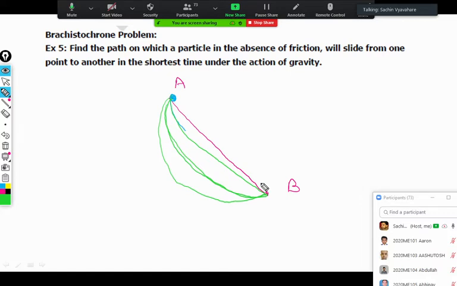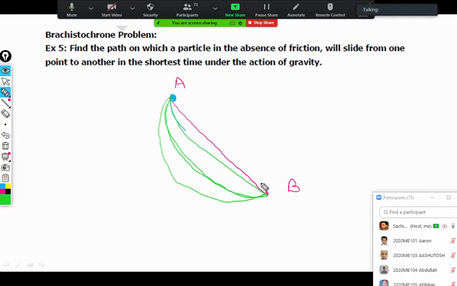Again, this is a new curve for you, just like the catenary. Catenary you saw in the previous example. So cycloid is a curve such that if you make the slope of the surface like a cycloid curve, then your object will come quickest from point A to point B under gravity, in the absence of friction, obviously.